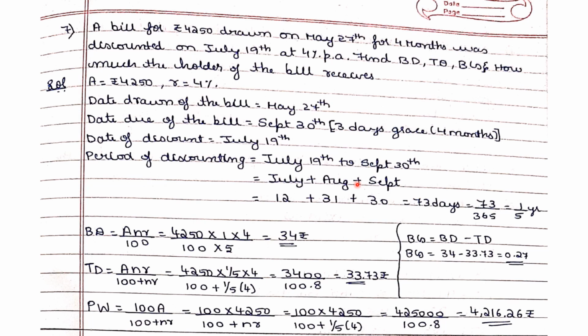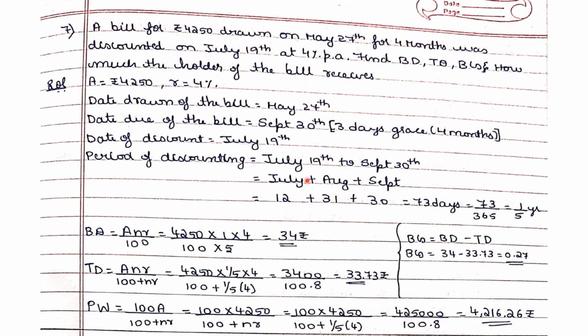So if July has 31 days, already 19 days got over. After 19 days are over, just do 31 minus 19, so the remaining 12 days will be left. Once again, in August the whole 31 days will be there, and in September you have till the 30th, so you take the whole 30 days. So from the date of discount, you should find out the period of discounting, that is, from the date of discount till the due date of the bill, how many days.